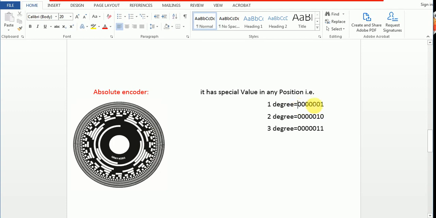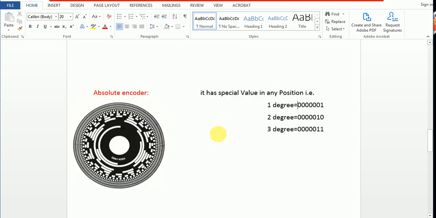This pattern depends upon bits. Like if your encoder is 8 bit, it will give an 8 bit pattern. If it has a 9 bit counter, every pattern will be 9 bits. So it depends upon your encoder.